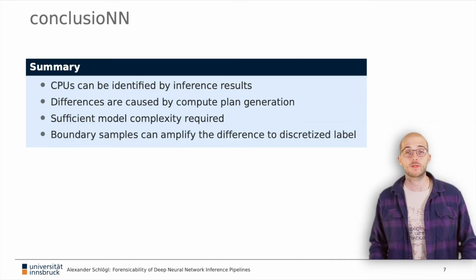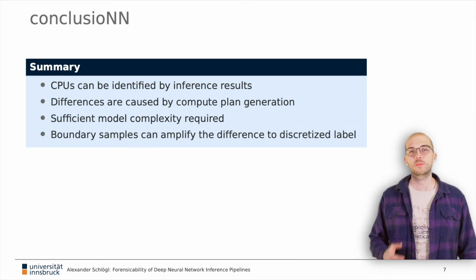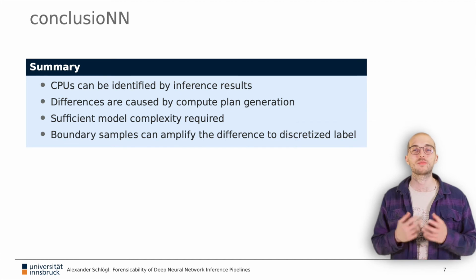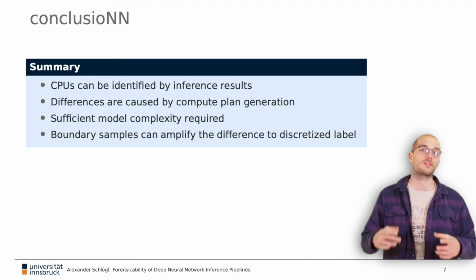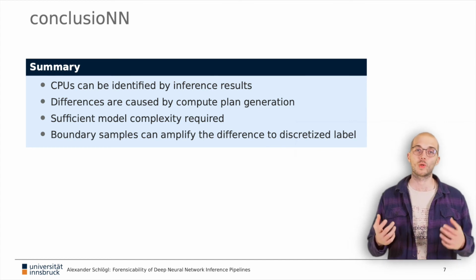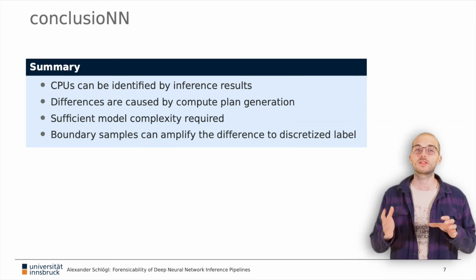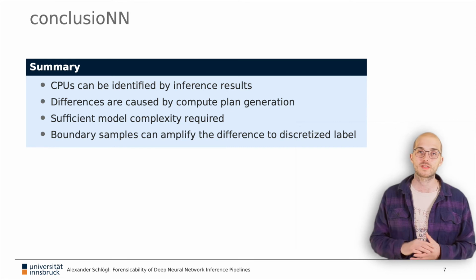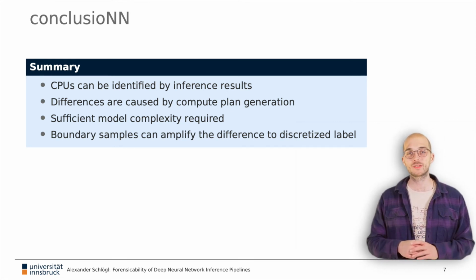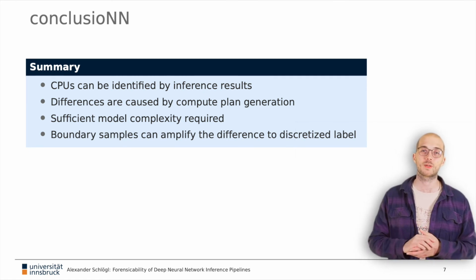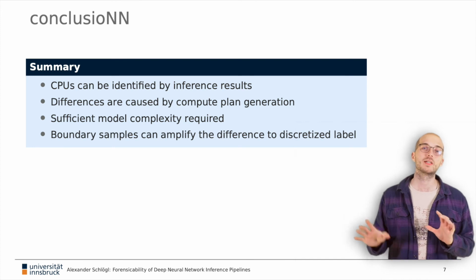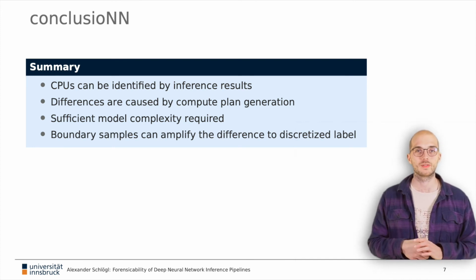Let me briefly summarize our results. We have shown that performing inference on different CPUs produces different results, and that these differences can be used to identify the CPU the inference was made on. We have identified that, at least for the framework we used, most of these differences are introduced in the compute plan generation process as opposed to the actual computation. We have found that different results occur only when using a sufficient number of convolutions, at least for the framework we used. We are currently unsure whether other layer types can also influence this.